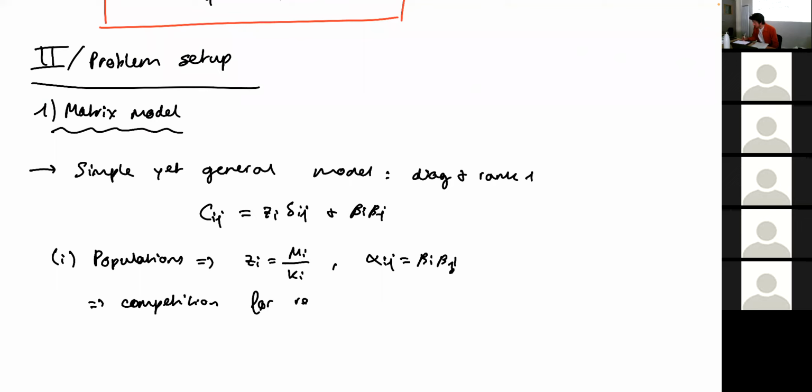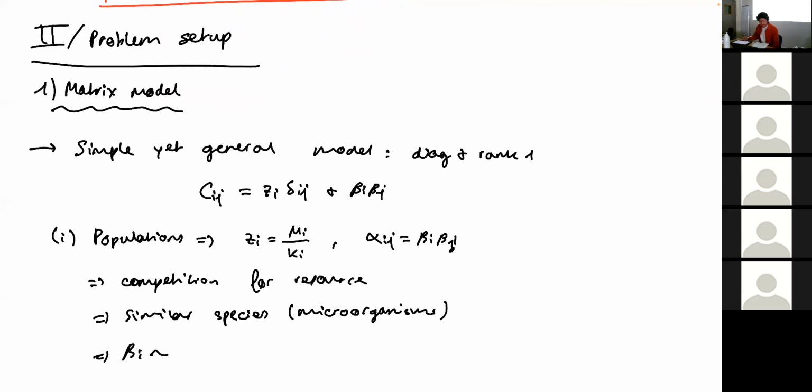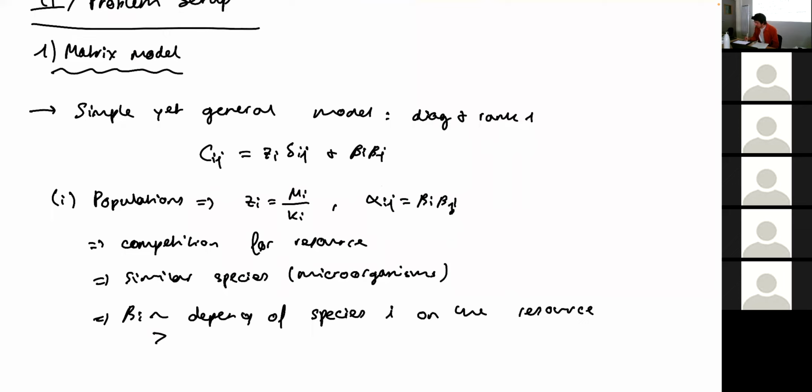Okay, so you can imagine essentially similar species, for instance some microorganisms that could be in competition for what the environment has to provide. Okay, and then beta_i is essentially the dependency of species i on the resource. As a side note, we're going to expect this to be greater than 0, obviously, because if everyone has negative beta_i's, it means that everyone's growth is mutually beneficial, which doesn't really make sense in this context.